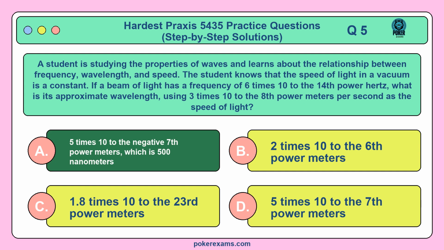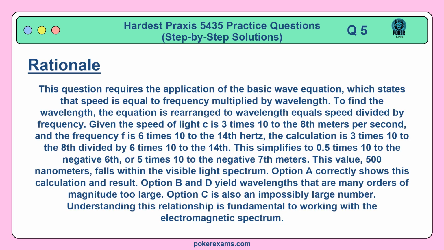The correct answer is A. This question requires the application of the basic wave equation, which states that speed is equal to frequency multiplied by wavelength. To find the wavelength, the equation is rearranged to wavelength equals speed divided by frequency. Given the speed of light c is 3 times 10 to the 8th meters per second, and the frequency f is 6 times 10 to the 14th hertz, the calculation is 3 times 10 to the 8th divided by 6 times 10 to the 14th. This simplifies to 0.5 times 10 to the negative 6th, or 5 times 10 to the negative 7th meters.